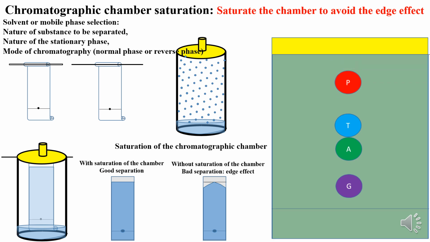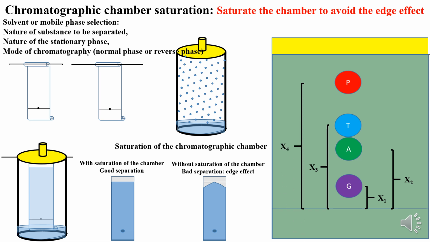So the sample mixture is separated into individual components, and they travel with different speeds, and this depends on the relative affinity of the components towards the stationary phase. The glycine G has traveled distance x1, alanine has traveled distance x2, tyrosine has traveled distance x3, and phenylalanine has traveled distance x4. And the mechanism or the reason why they travel at varying distances has already been explained.